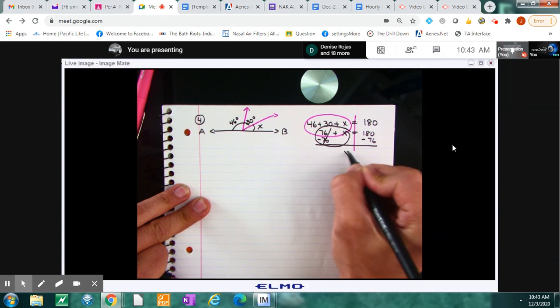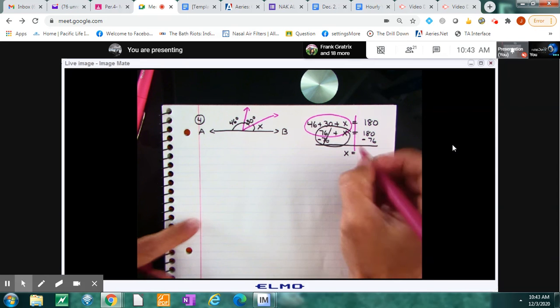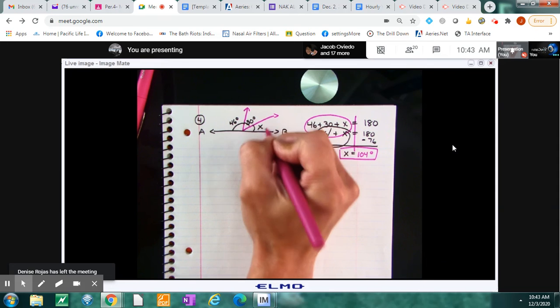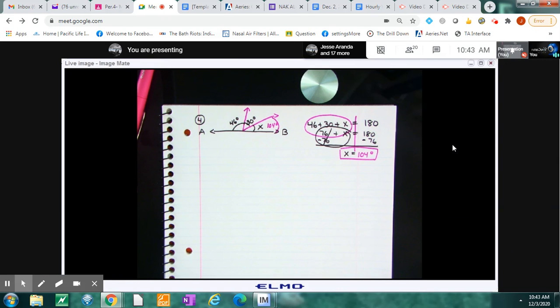So X equals, what's 180 take away 76? Now you go ahead and use your calculator. Very simple. 180 take away 76 equals, and who got the answer? Anybody? Type it in. 104 degrees. And there you go, 104 degrees.